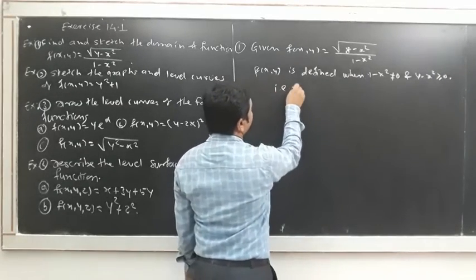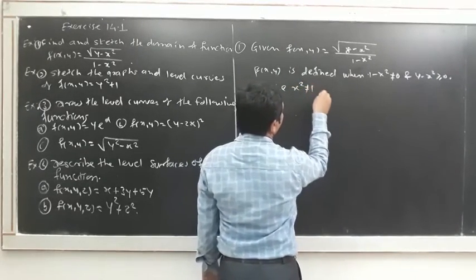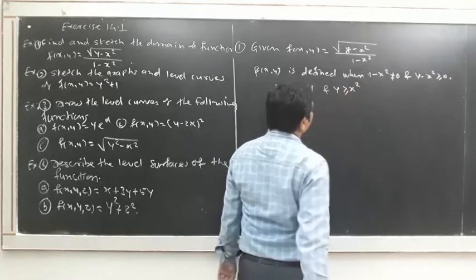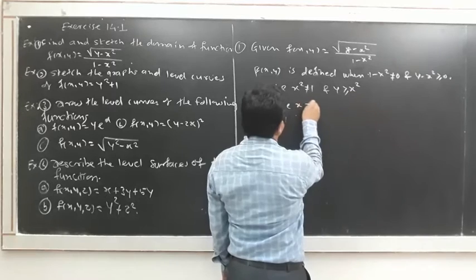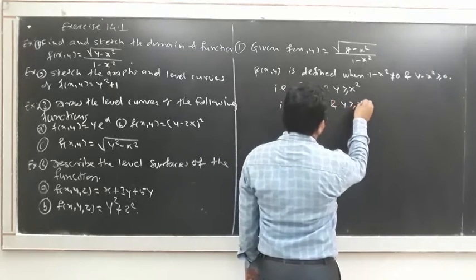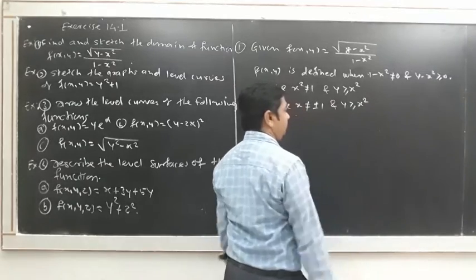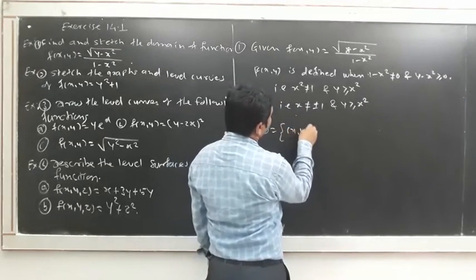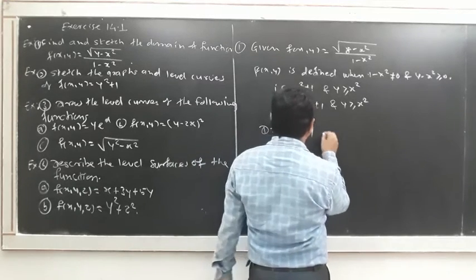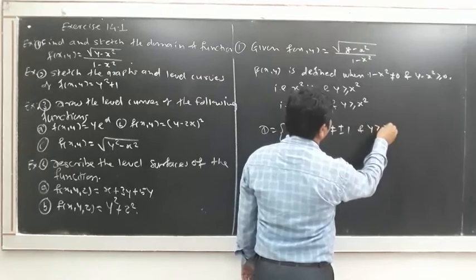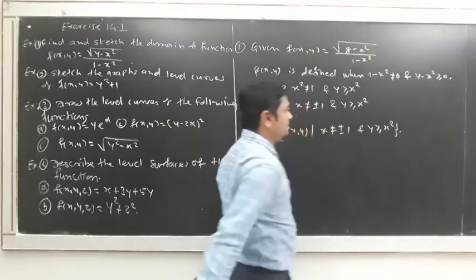That is, x square is not equal to 1 and y is greater than or equal to x square. That is, x is not equal to plus minus 1 and y should be greater than or equal to x square. And what we can write, the domain is the set of all xy such that x is not equal to plus minus 1 and y is greater than or equal to x square.